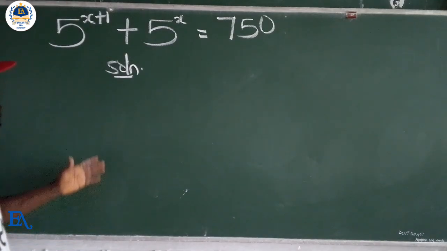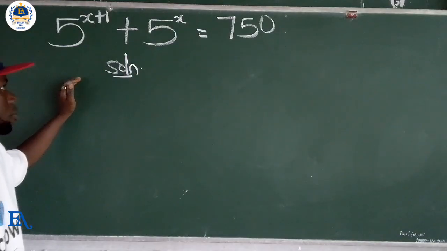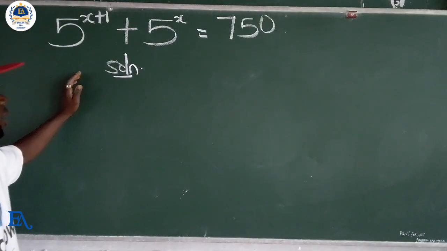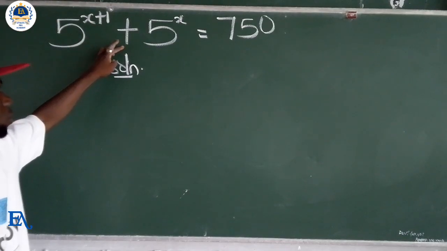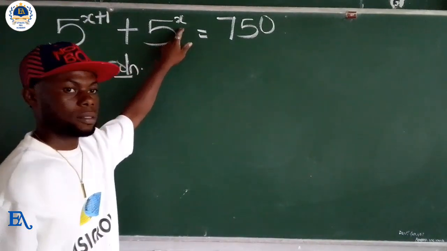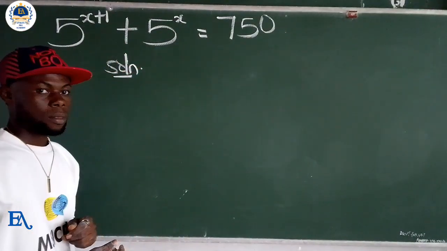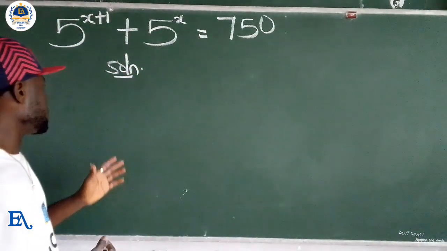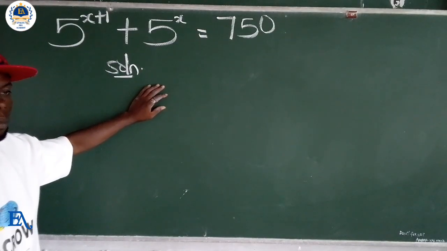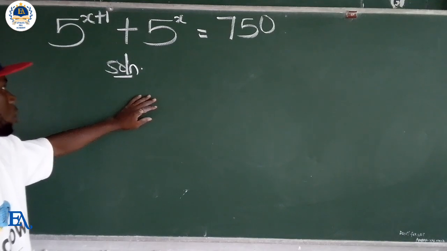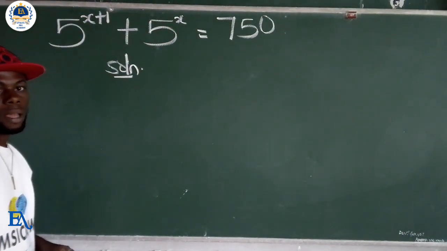Now considering this term on the board and this term at the left hand side. In my left hand side, I have 5 raised to the power of x plus 1 plus 5 raised to the power of x, while in the right hand side, I have 750. But our main focus is in the left hand side, where we have just 2 terms written.